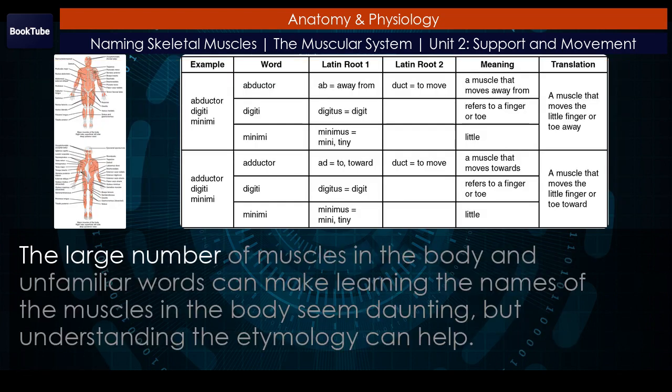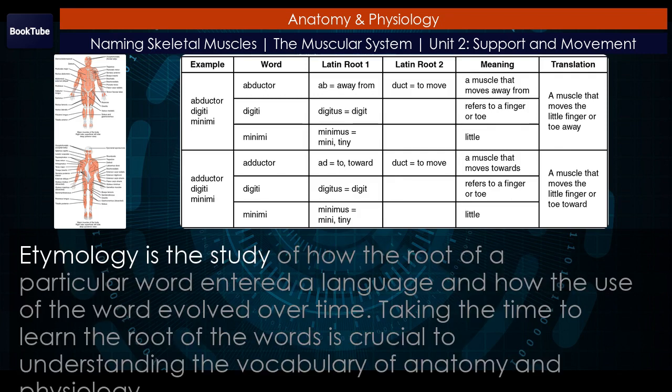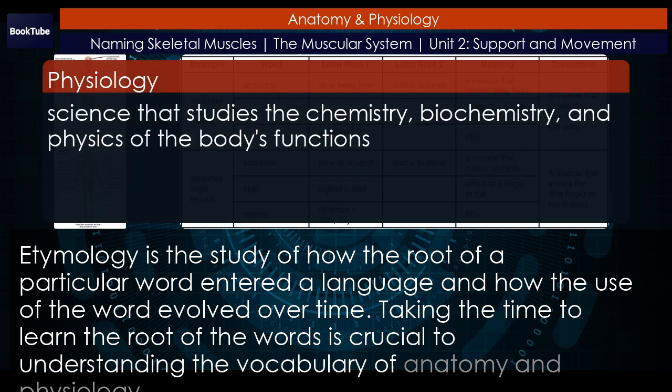The large number of muscles in the body and unfamiliar words can make learning the names of the muscles in the body seem daunting, but understanding the etymology can help. Etymology is the study of how the root of a particular word entered a language and how the use of the word evolved over time. Taking the time to learn the root of the words is crucial to understanding the vocabulary of anatomy and physiology.